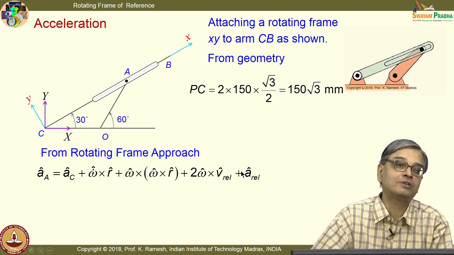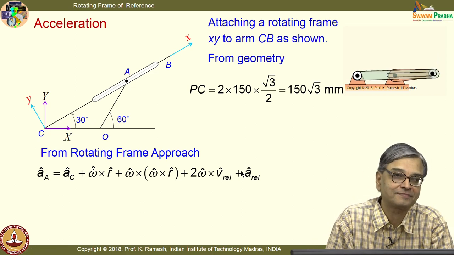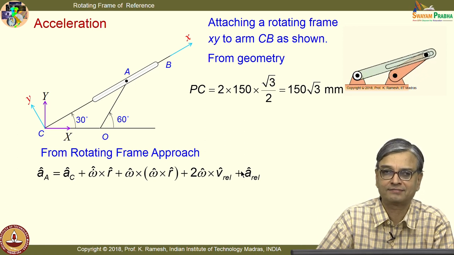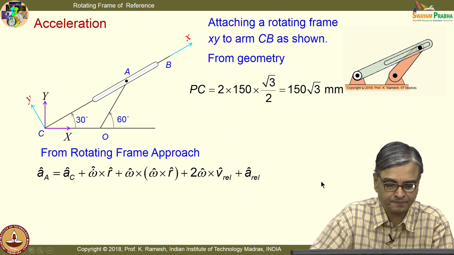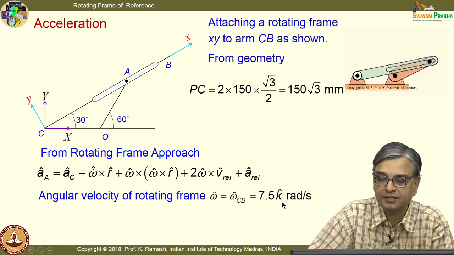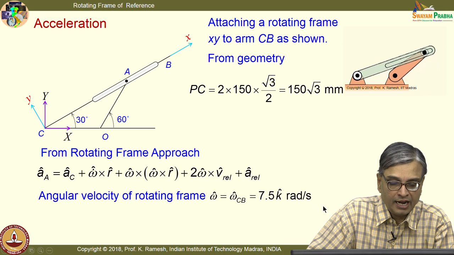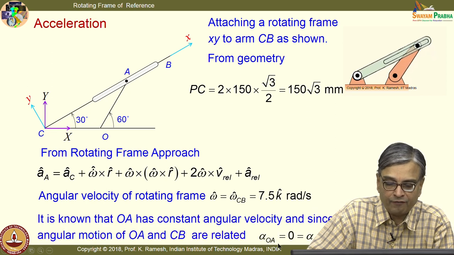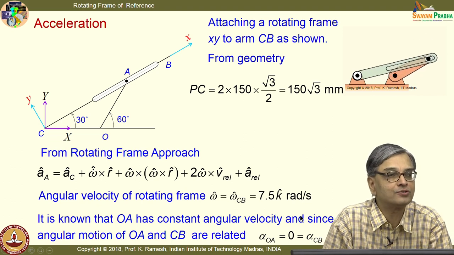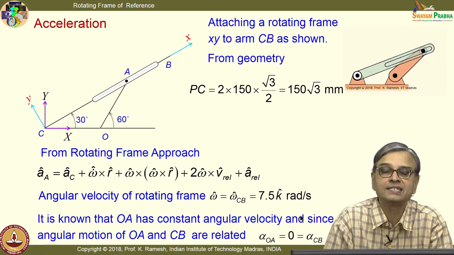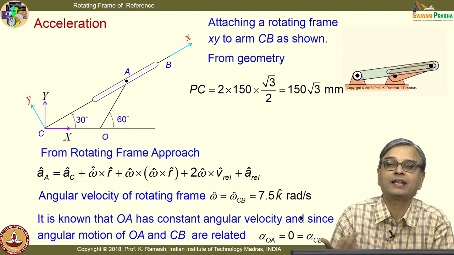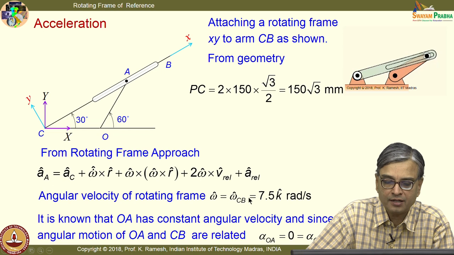I would like you to ponder about what it is that you know on AL. Think about it. I want you to think about it now. As we discuss, I will ask a question, let me see whether you answer. Fine. We have already discussed VL. And the angular velocity of the rotating frame is omega equal to omega CB, that is 7.5 K radians per second. And we also have the luxury that alpha OA equal to 0, which also implies alpha CB is 0, because they are connected beautifully. Whatever happens to the link OA is reflected upon link CB because of the way they are constructed. So, when I do not have an angular acceleration for the link OA, I also do not have an angular acceleration for the link CB, which you learned from the problem statement.